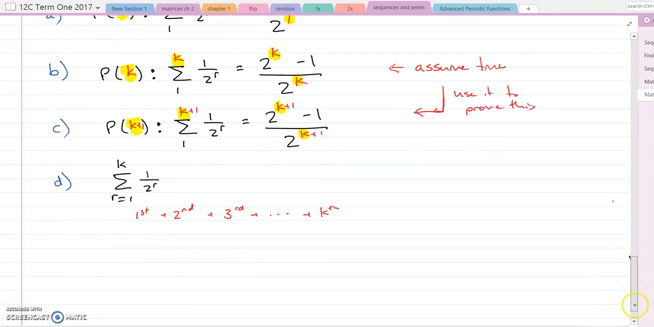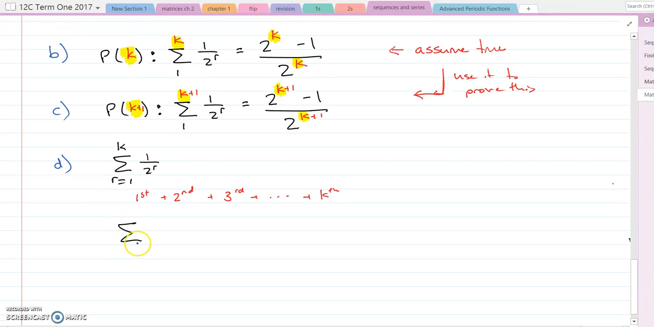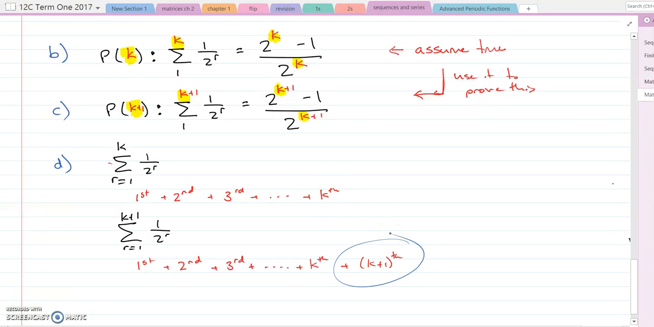And the other one is to k plus 1 of 1 over 2 to the r. So this is the first plus the second plus the third plus dot dot dot plus the kth plus the k plus 1th, however you'd say that. So question D said, how do you change this into this? Well, basically, all we've done is take that and add on this k plus 1 term.